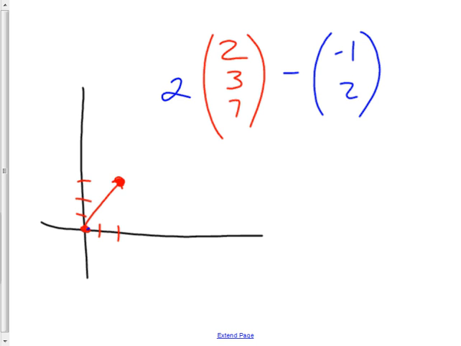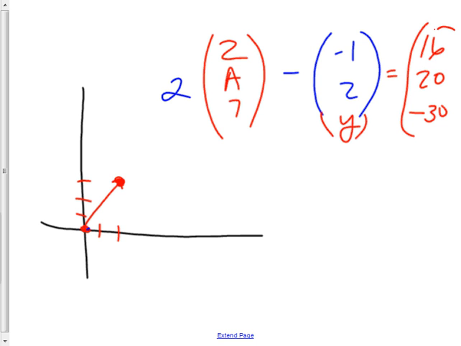All right. So how does this get more complicated? Of course, we'll make it happen like this. Let's say we put in an A there because we don't know what that is. And let's put another number down here and make it a Y. And then say it equals 16, 20, and -30. Do you get, I can write little equations then for that?